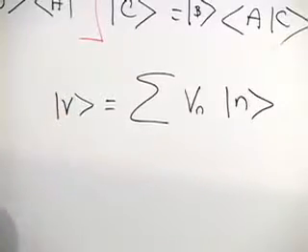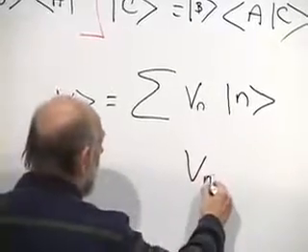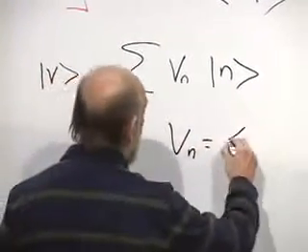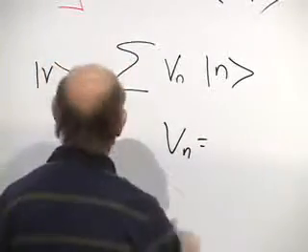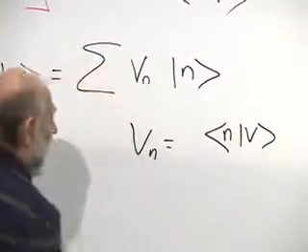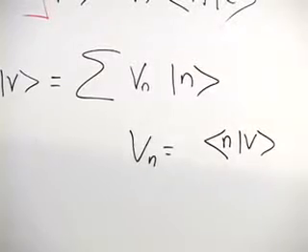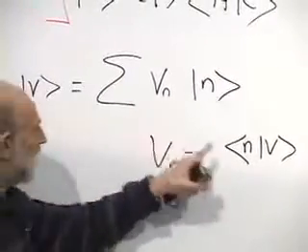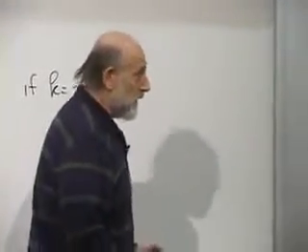What are these coefficients v sub n? The coefficients v sub n are equal to the inner products of v with the basis vector n. The coefficients themselves are nothing but the inner product of the vector that you're expanding with the basis vectors themselves. This is easy to prove. I think I actually proved it in class at one point.